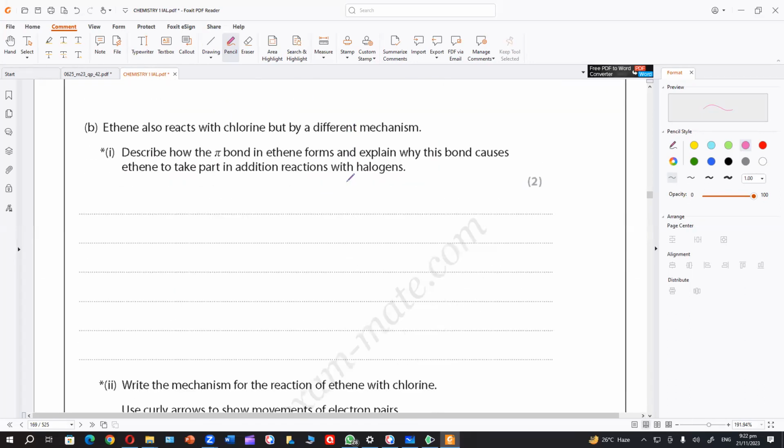So the pi bond in ethene forms... you can tell the examiner that the pi bond is formed by sideways overlap of p orbitals.